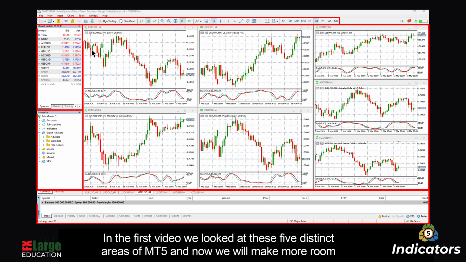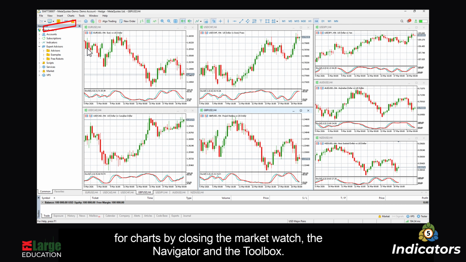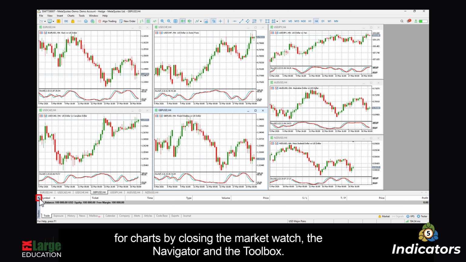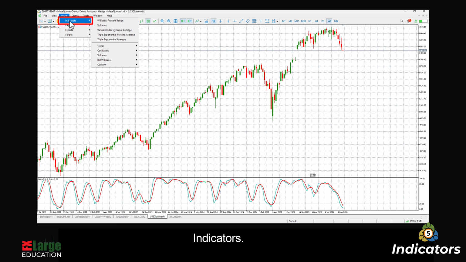In the first video, we looked at these 5 distinct areas of MT5, and now we will make more room for charts by closing the Market Watch, the Navigator, and the Toolbox. With a single chart occupying the screen, you may click on the Insert menu and select Indicators.